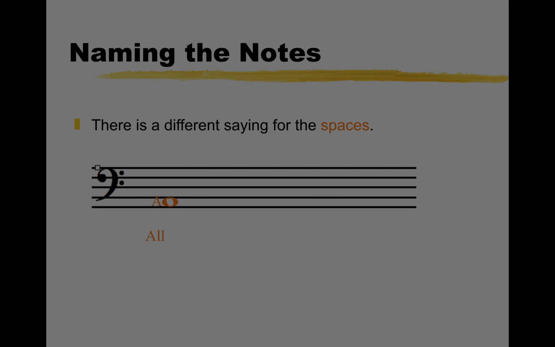From the bottom up, it's A, C, E, and G. And the saying for that is all cows eat grass. So that's basically all you need to know to figure out the names of the notes on the lines and spaces of the bass clef. Now, it does take practice to be good at it, but it's not any more complicated than that.